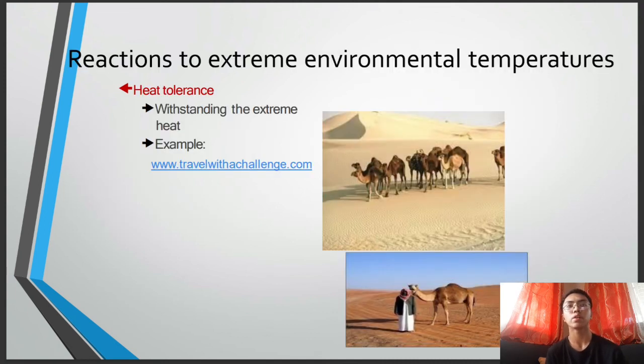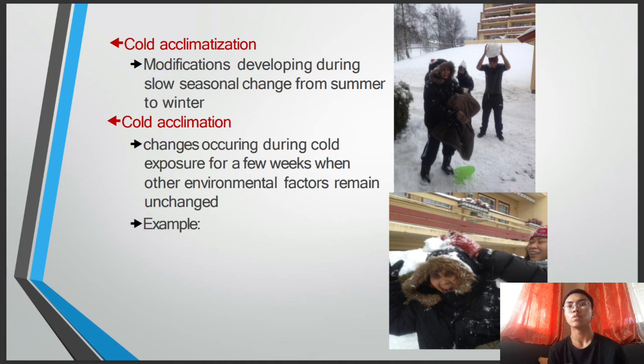The reaction to extreme environmental temperature: heat tolerance. Heat tolerance is the ability to physiologically adjust to heat stress exposure and maintain homothermy under high environmental heat load. Next is cold acclimatization. Modification developing during slow seasonal change from summer to winter. So cold acclimatization is adapting to a new temperature, altitude, climate, environment, or situation, and it allows them to survive the freezing temperature during the winter season.